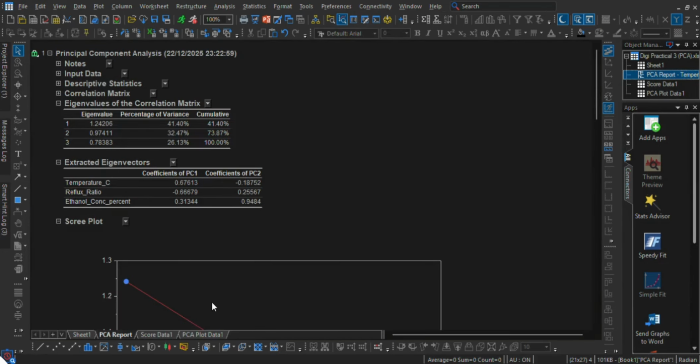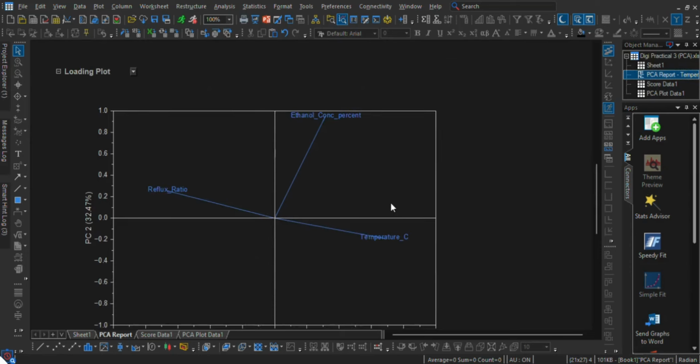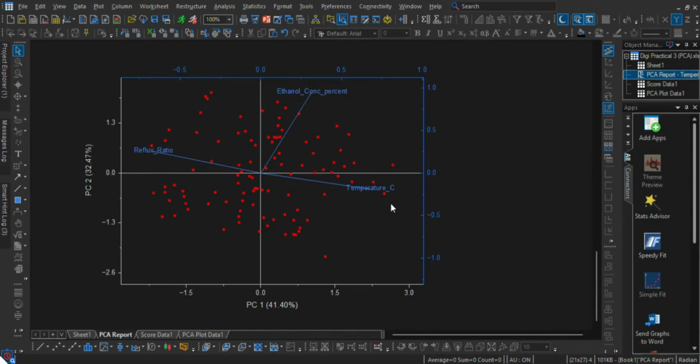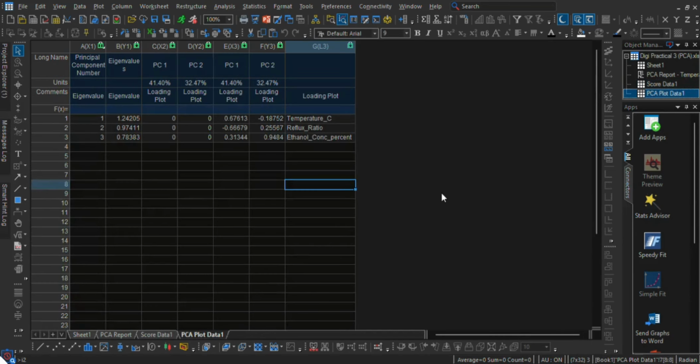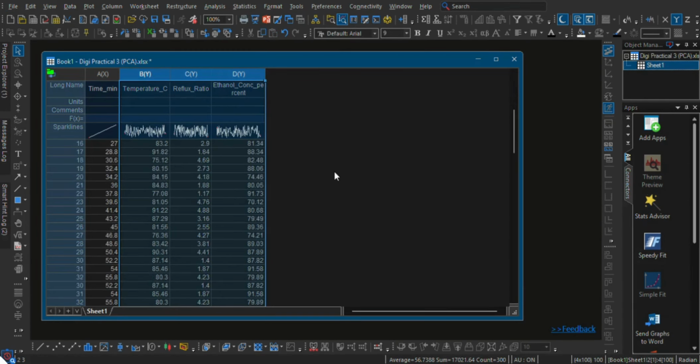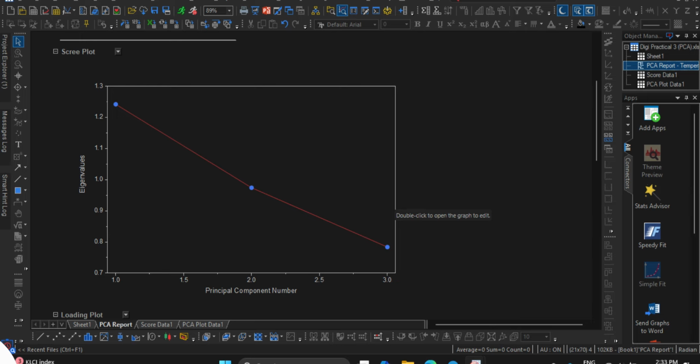In industrial chemistry, PCA is commonly used for quality control and process monitoring. In this video, PCA was applied to distillation data involving temperature, reflux ratio, and ethanol concentrations. The scree plot shows that the first two principal components explain most of the variance in the data. PC1 accounts for about 41% of the total variance, while PC2 explains about 32%. Together, they represent approximately 74% of the overall variations, indicating that two components are sufficient to describe the process.